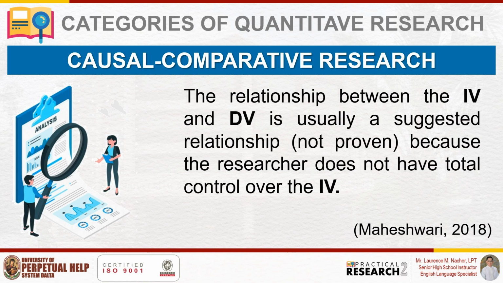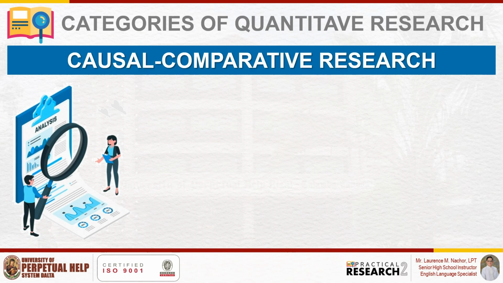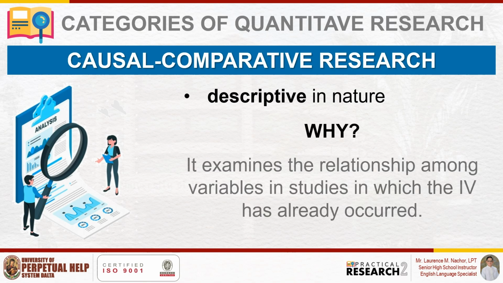So this time, class, according to Maheshwari in 2018, relationships are suggested, not proven, because the independent variable is not manipulated. So that's the meaning of this statement. Now, causal comparative research, class, is descriptive in nature. The question is why? Because, in short, it examines events that have already happened.